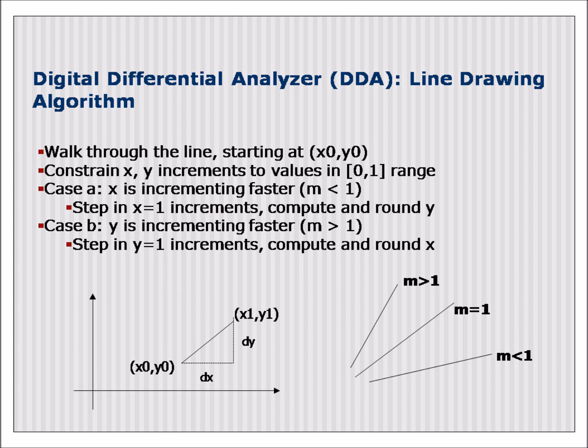The first case, at step 3, is that x is incrementing faster if the slope is less than 1, that is, m is less than 1. Then increment in x, compute and round y. The second case, at step 4, is that y is incrementing faster if the slope is greater than 1, that is, m is greater than 1. Then step in y is equal to 1, increment, compute and round x.